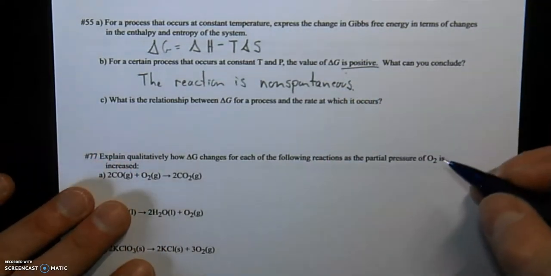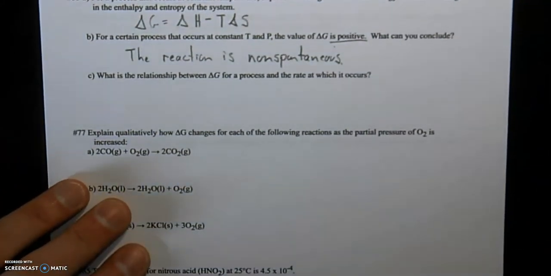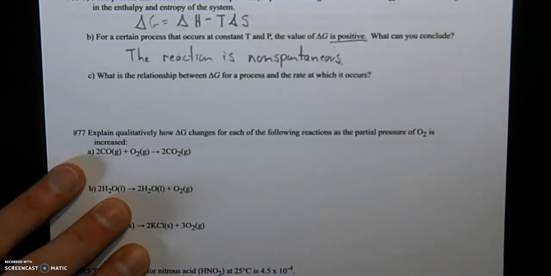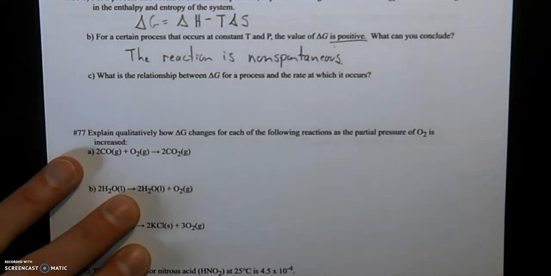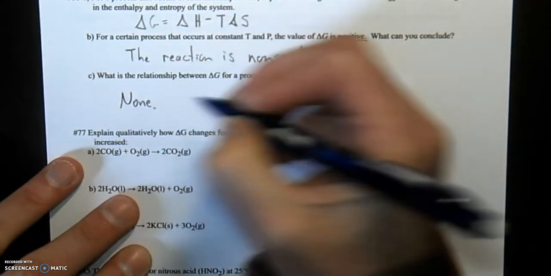Let's look at part C. And we talked about this earlier. What is the relationship between delta G for a process and the rate at which it occurs? None. They're not related at all. So we'll simply state that. None.